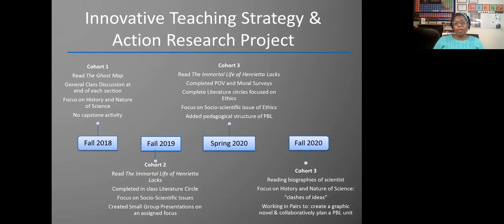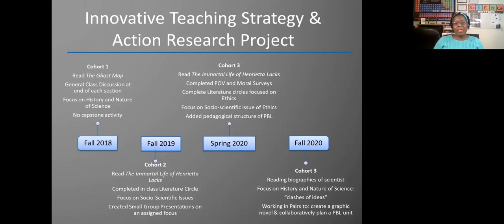And then in the fall of 2019, we read The Immortal Life of Henrietta Lacks. Let me back up to say this is all a part of science methods courses. So in the fall of 2018 and the fall of 2019, we actually used an intermediate methods course where we used these strategies. In the fall of 2019, we read The Immortal Life of Henrietta Lacks, where we completed literature circles and we focused on socio-scientific issues, very much like we did with cohort one.